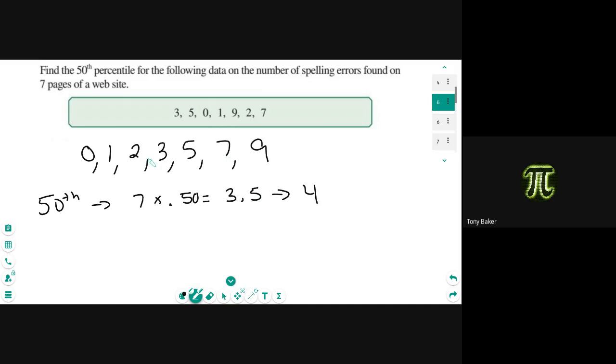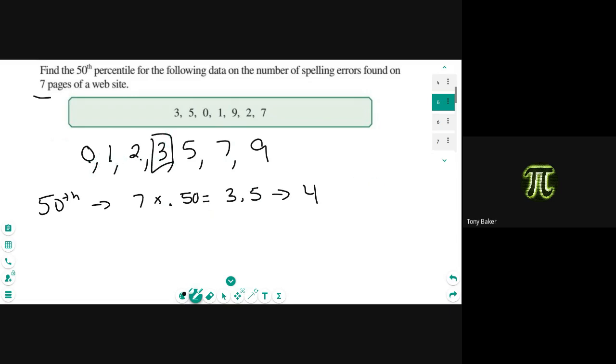Why 7? Because there's 7 numbers. I have 7 numbers here: 1, 2, 3, 4, 5, 6, 7. So I'm taking the 7 numbers, multiplying it by 0.50, 50%. To change percents, always just move the decimal 2 places. Multiply that, you get 3.5. And I said if it's not an integer, we always round up. So that's how I got the 4. So I'm going to pick the 4th number: 1, 2, 3, 4.